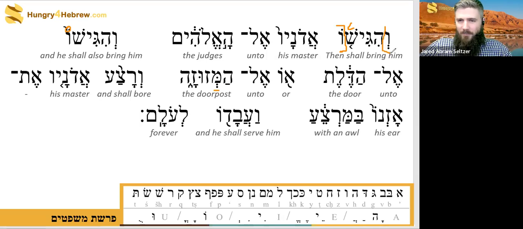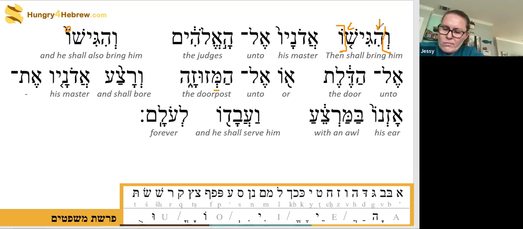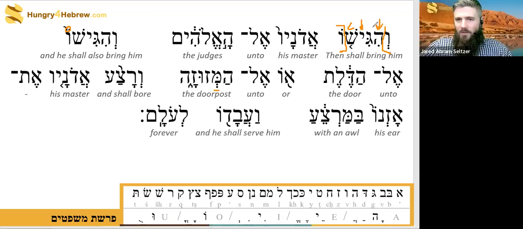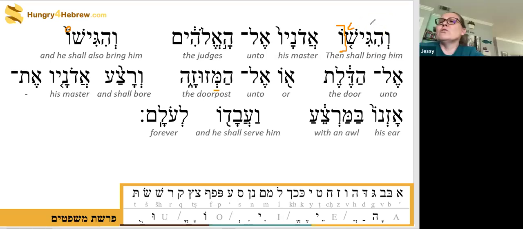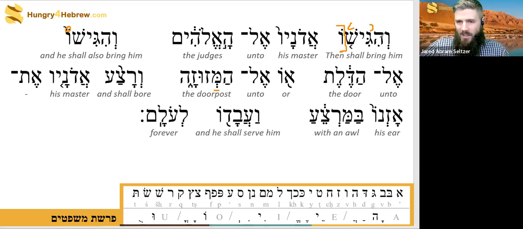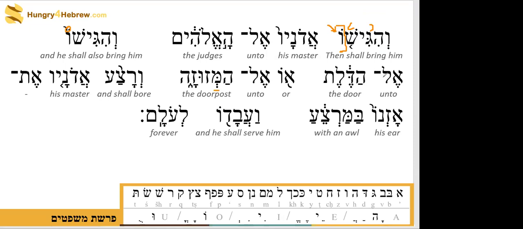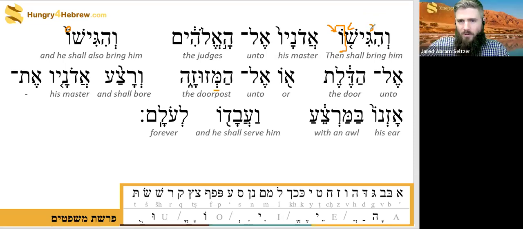The ve is a vav consecutive. Higish. The hay is of Hiphil, the yod is of Hiphil, so we have a gimel and a shin and a strong dagesh. Nagash. Exactly, nagash, to approach. So this Hiphil causative hay tells us he will cause him to approach. And the nun appeared. The nun is part of the root. The o at the end is him.